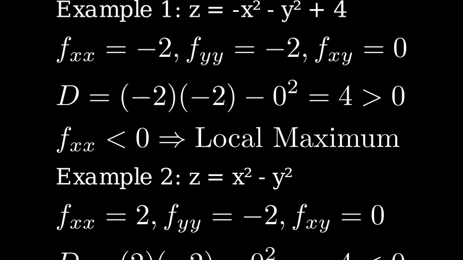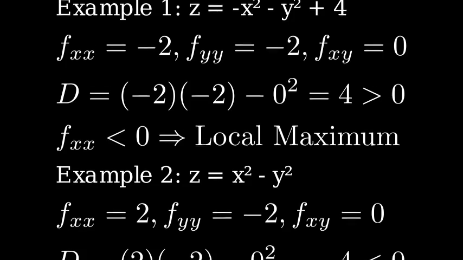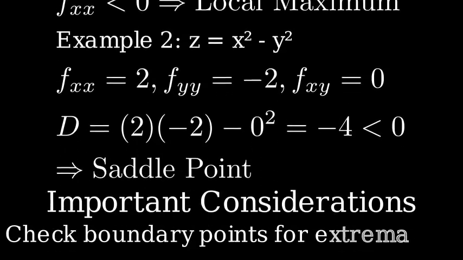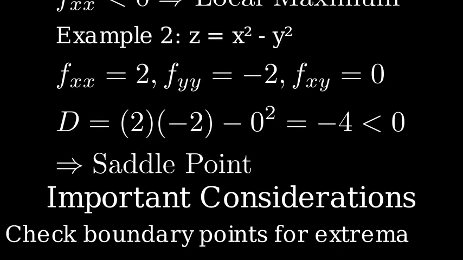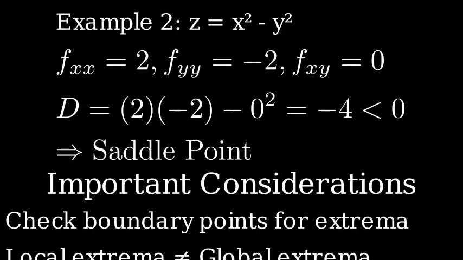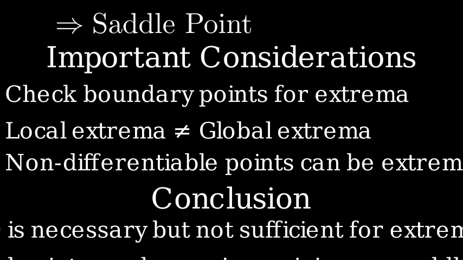Before we conclude, there are a few important considerations to keep in mind. First, the gradient only tells you about local extrema in the interior of the domain. You also need to check the boundary of the domain for potential maxima or minima. Second, finding local extrema doesn't guarantee you've found the global maximum or minimum. You need to compare the values at all critical points and boundary points. Third, if the function is not differentiable at a point, the gradient is not defined there, but these points could still be extrema. In conclusion, the gradient being 0 is a necessary but not sufficient condition for a local extremum.